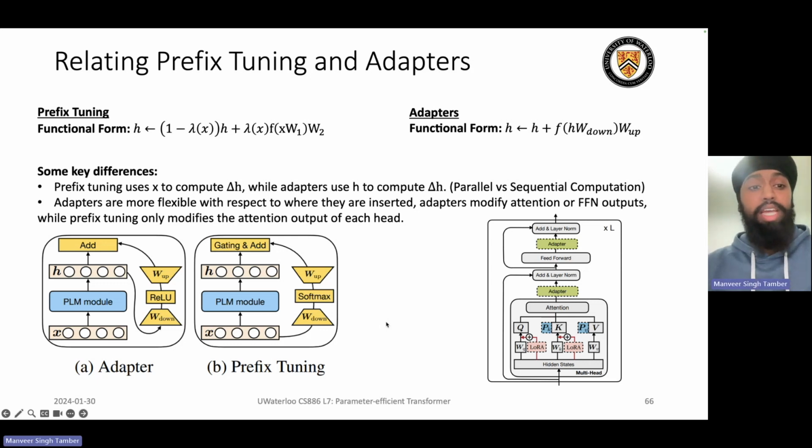Another difference, though, is that adapters are more flexible with respect to where they're inserted. Adapters can modify both attention, but also the feed-forward net outputs, while prefix tuning only modifies the attention output of each head. And so you might see that in this transformer block, where adapters can be inserted here, right after the attention module, or adapters can be inserted here, right after the feed-forward network. Whereas with prefix tuning, we see that the P sub k and the P sub v are only basically changing things within the attention module.